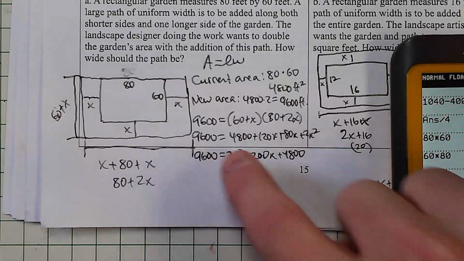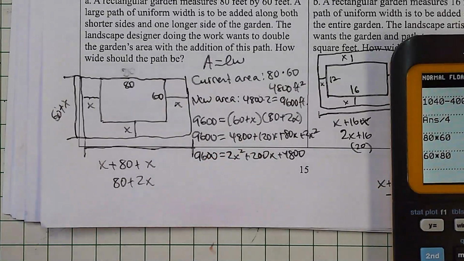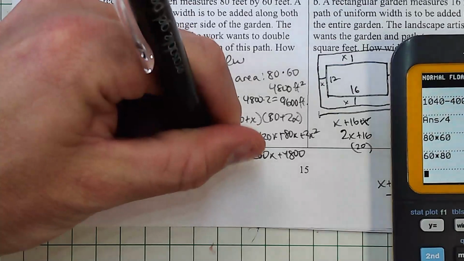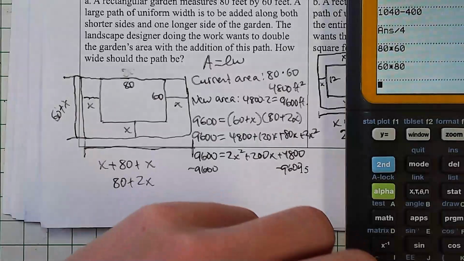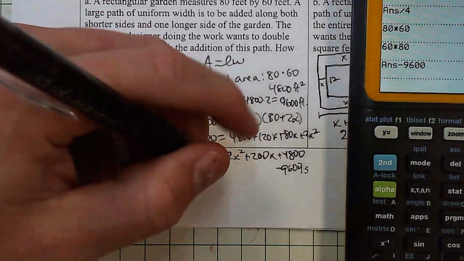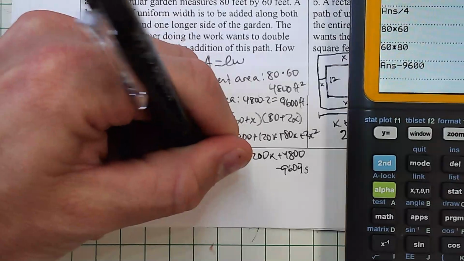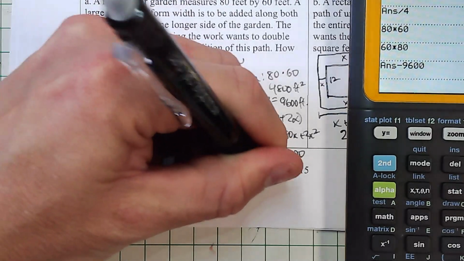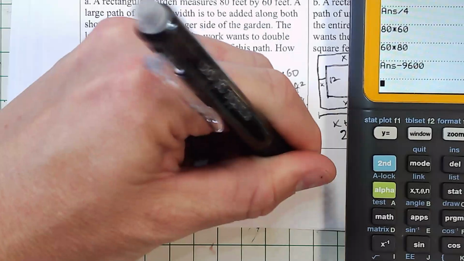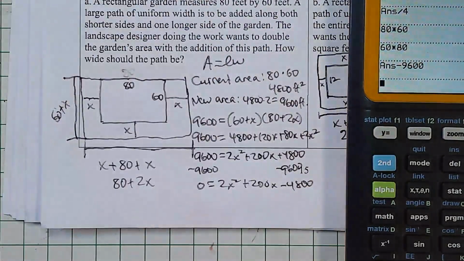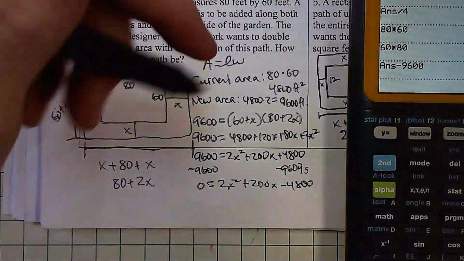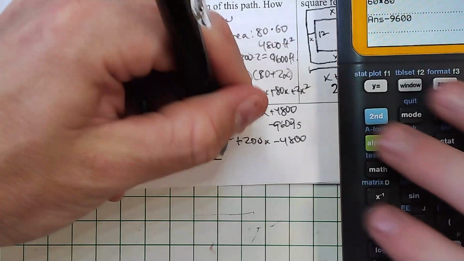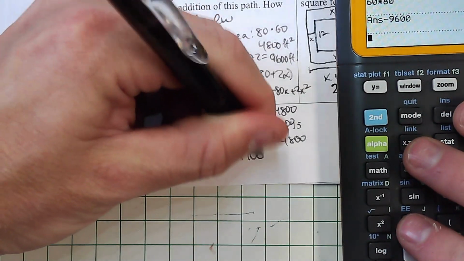How are we going to solve this? What do we need to do? Make it equal 0, right? It's a quadratic equation. 4,800 minus 9,600, that's going to be negative 4,800. They all have a factor of 2, I think this will factor. We could factor out 2, couldn't we? I want to try to factor this.